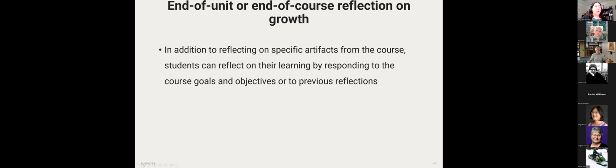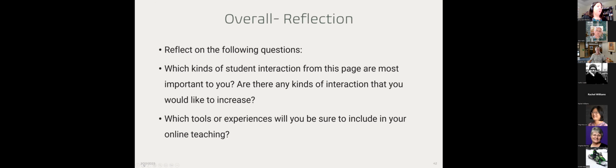The end of the unit is that growth period, that courses, that learning objectives as well. And so again, those reflection pieces are: what kinds of students' interaction from this page or even article are most important to you? Are there different kinds of interaction that you'd like to increase? What tools have you used for online learning?